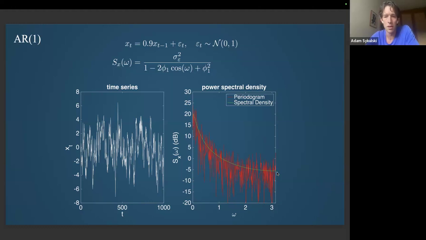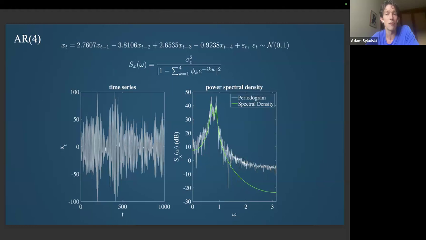But problems occur when we go to more complicated processes. Here's an AR4 process with very specific values, and this is very well studied in the book by Percival and Walden. This AR4 process, the time series looks like this. So it's quite jittery and noisy, but stationary. And the power spectral density, the theoretical, looks like this green line, but the periodogram, our estimate of the power spectral density, looks like the white line. And you can see we're getting a significant source of bias occurring for half the frequencies in this spectrum.